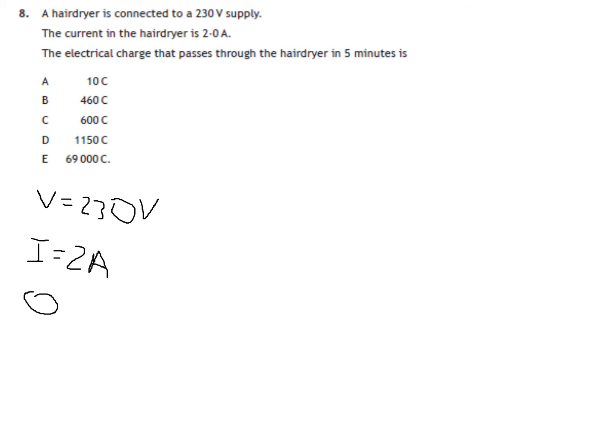So that's Q. So there's a question mark there. And then we want the time, which is 5 minutes. Now, is the time in the correct units? The answer is no. So we convert that. So remember, it's 5 times 60, which is 300 seconds.